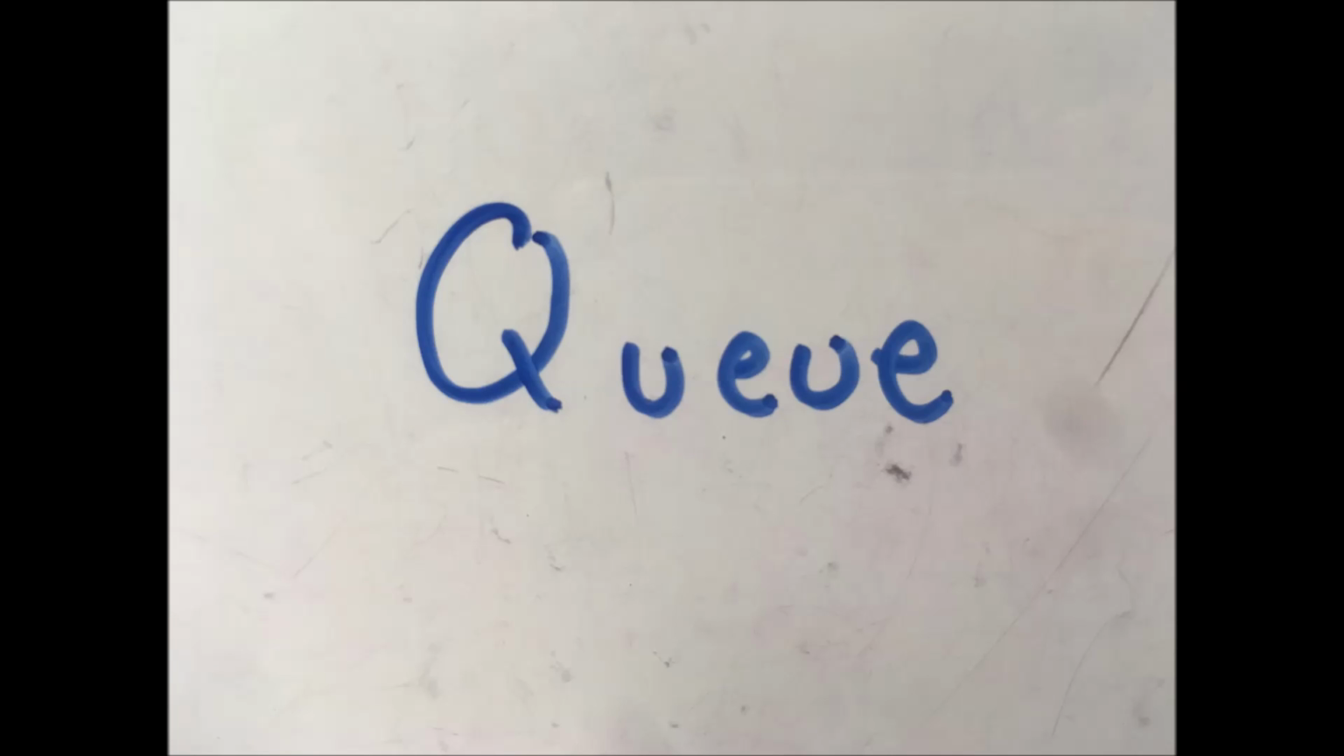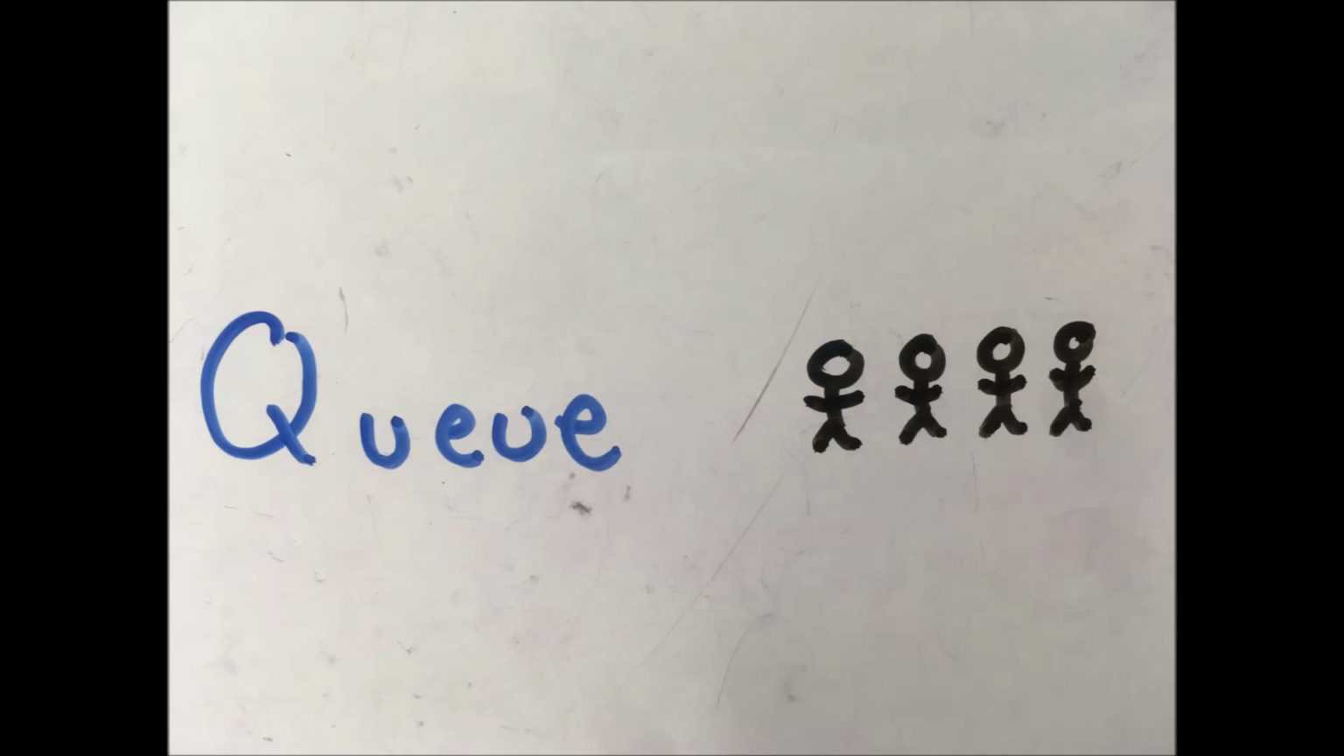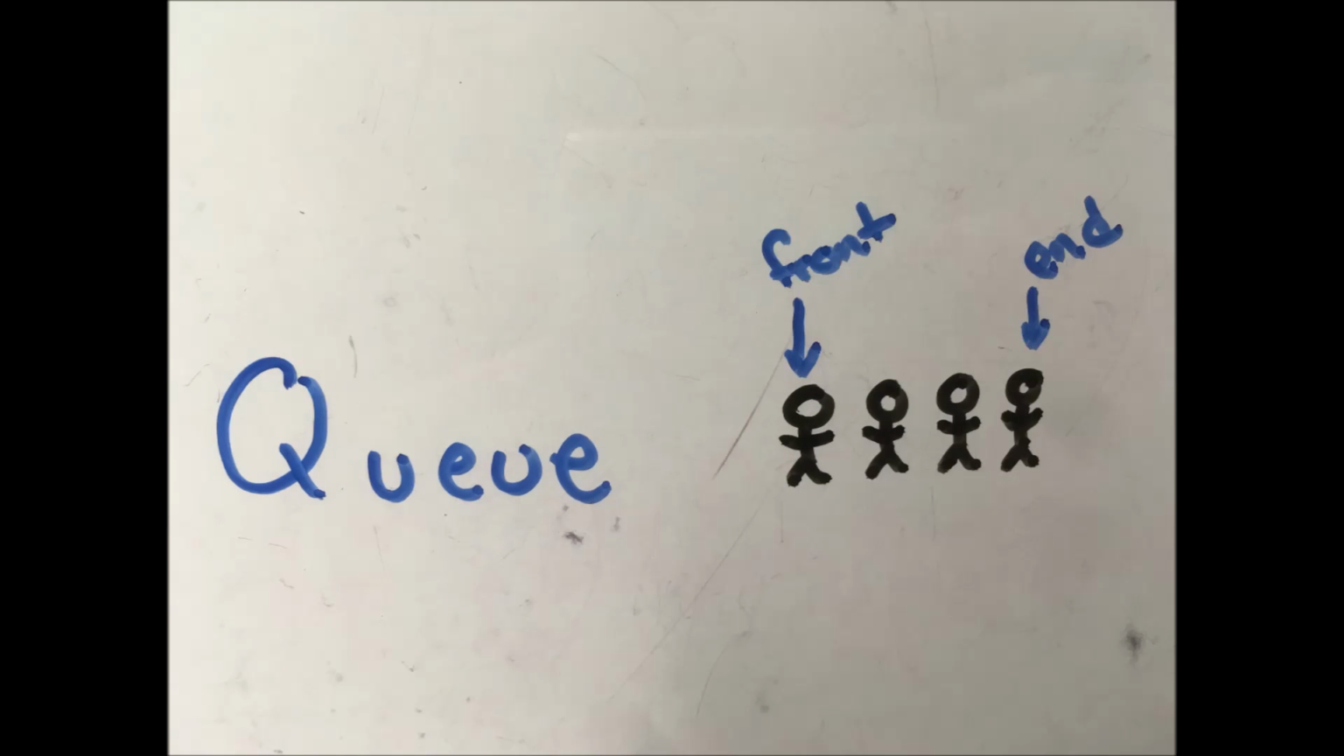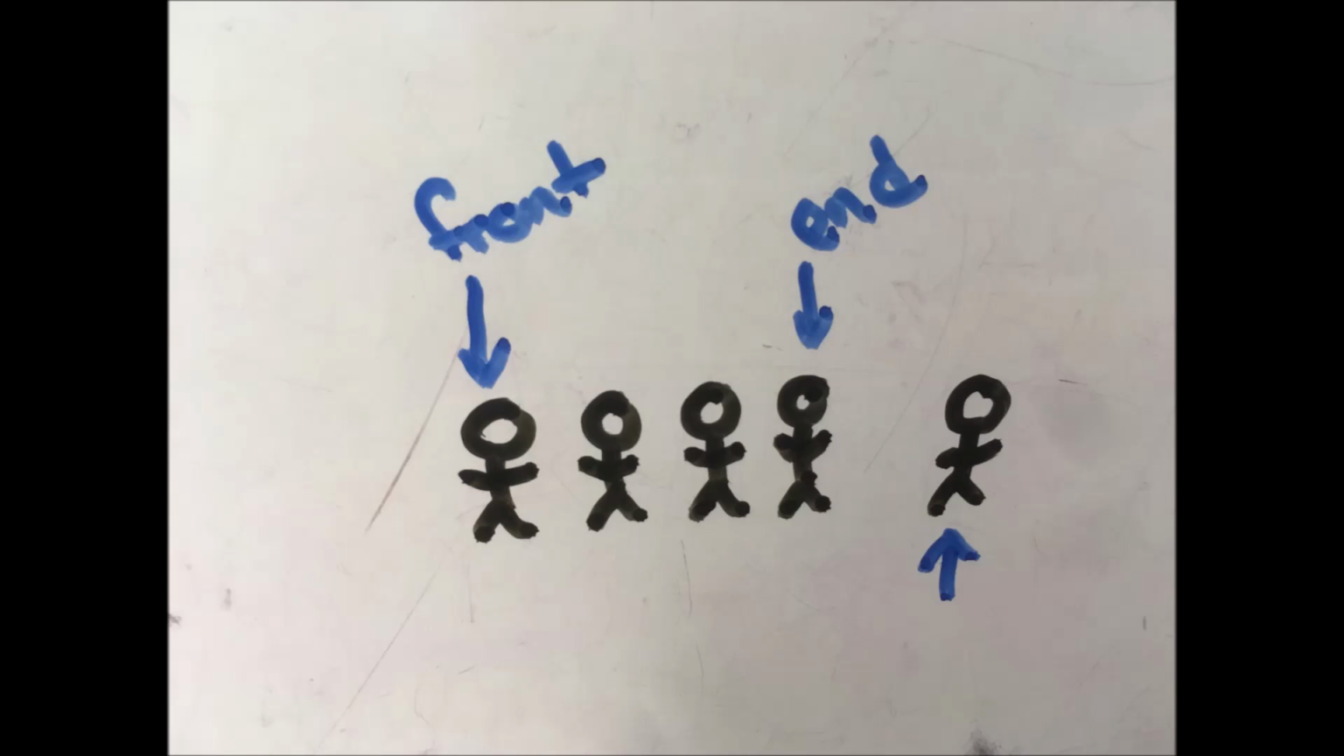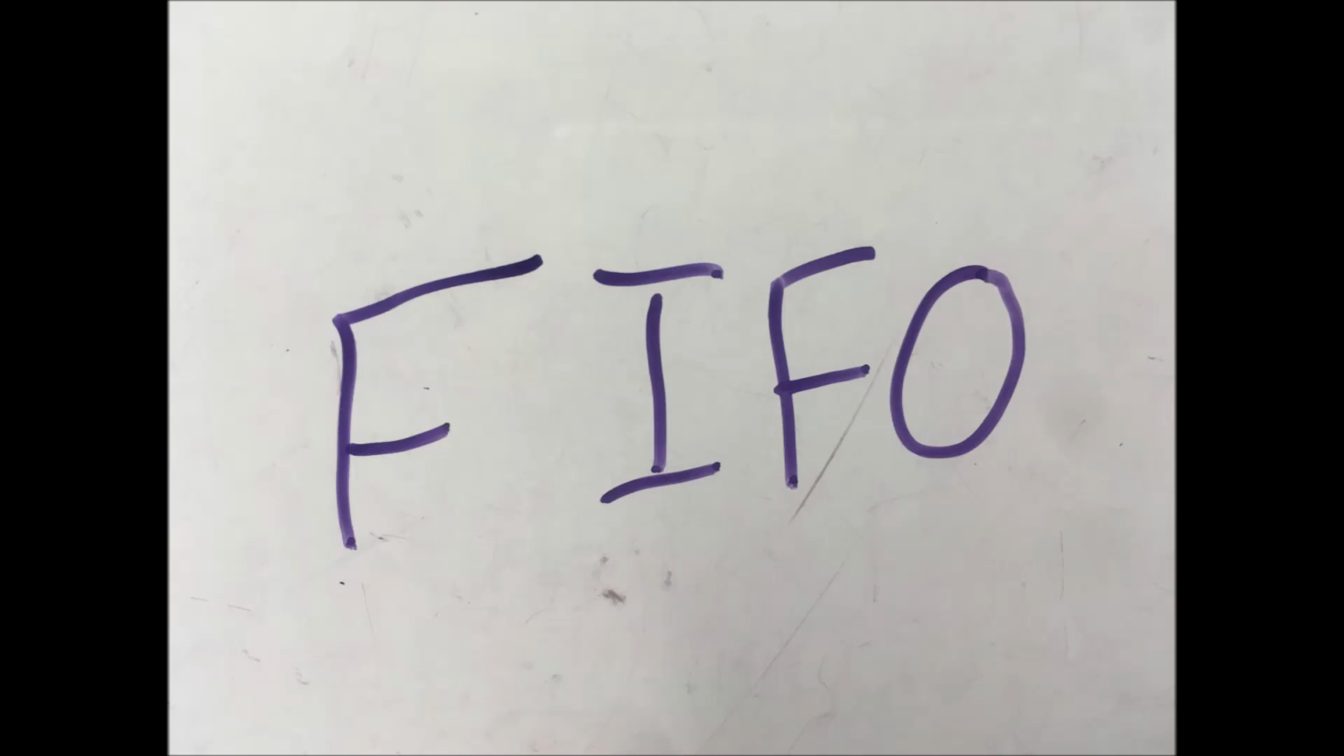A queue is a linear data structure that is similar to waiting in line. A queue has both a front and an end. Data must always enter the queue at the end and leave from the front of the line. This type of action can be summarized as a FIFO, first in, first out.